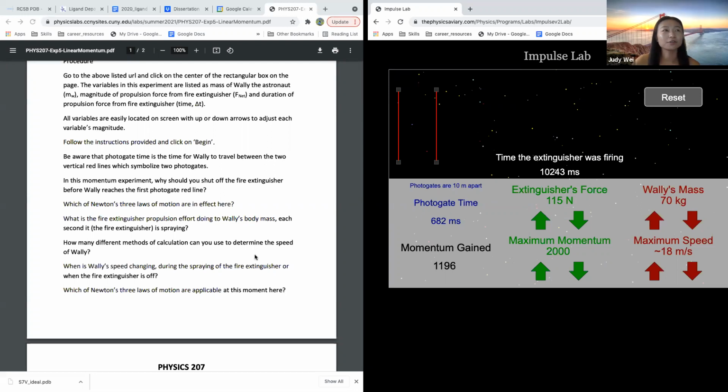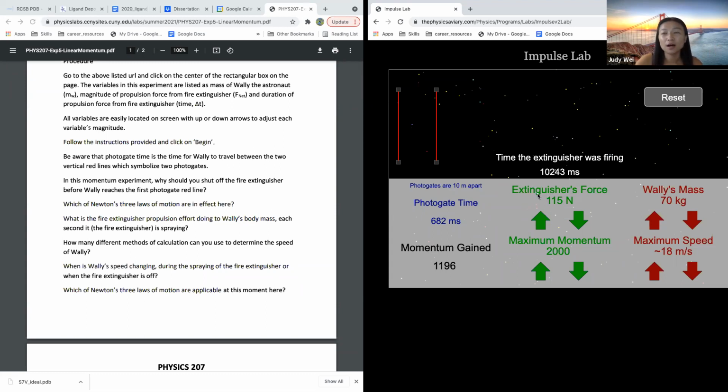So after reviewing these three laws of Newton, what are we going to apply here? When the extinguisher starts firing, the astronaut is accelerating. Which law is applied here? Newton's second law. Yeah, that's correct. Basically the fire extinguisher's force gives the astronaut a force to accelerate. So Newton's second law applies here.